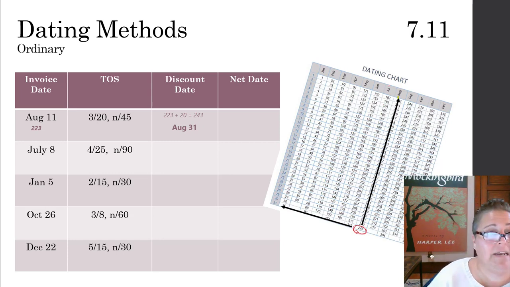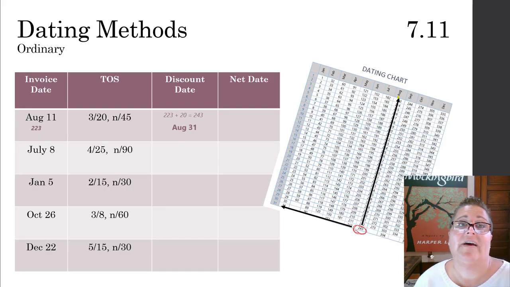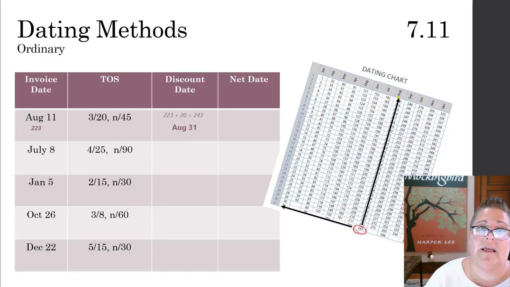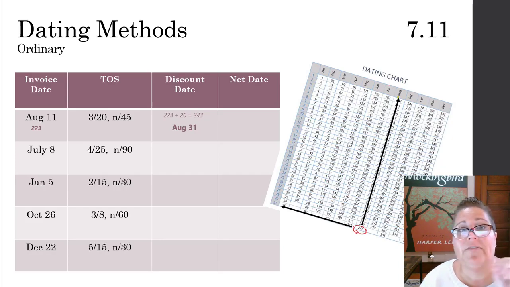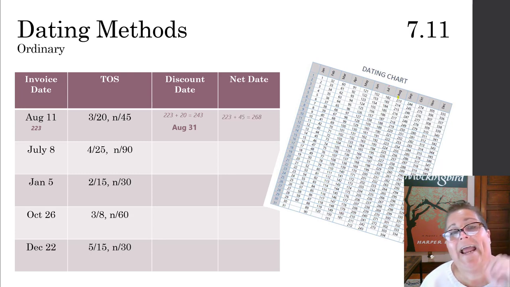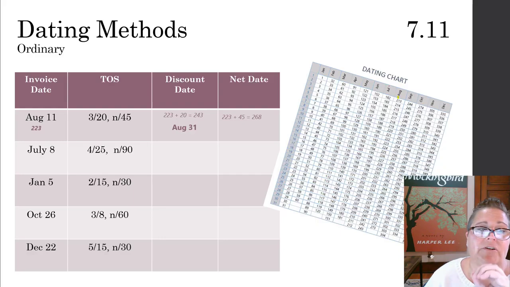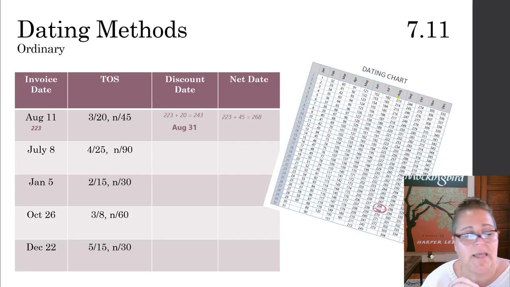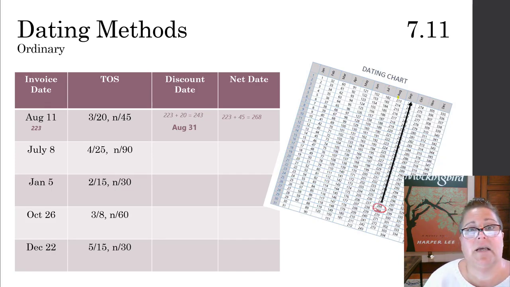All right, the net date. The net date is N45. So that's 45 days from August 11th. Remember, it's ordinary, so everything goes back to the invoice. So I'm going to take that 223 and add 45 to it. That gives me day 268. Day 268 I find on my dating calendar. Going up the column, I get September. Going across, I get 25th. So this gives me September 25th.